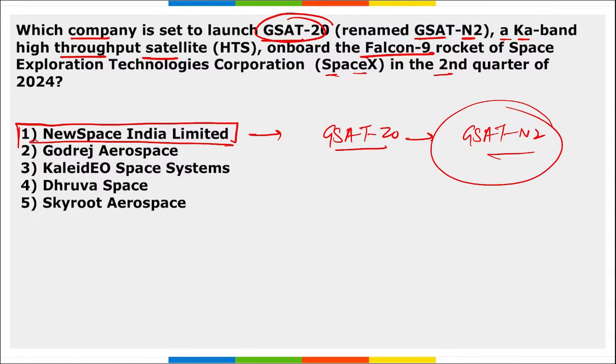Correct? This is a high throughput satellite. This will be launched using Falcon 9 rocket in the second quarter of 2024. And here is ISRO's first partnership with SpaceX to launch this satellite, and that is GSAT N2. This satellite is weighing around 4,700 kilograms.